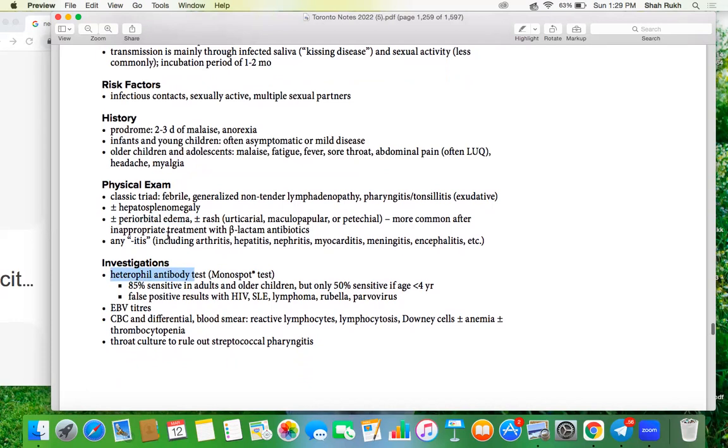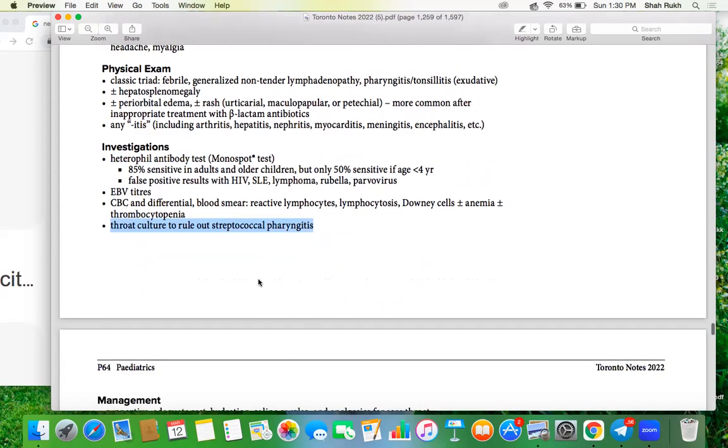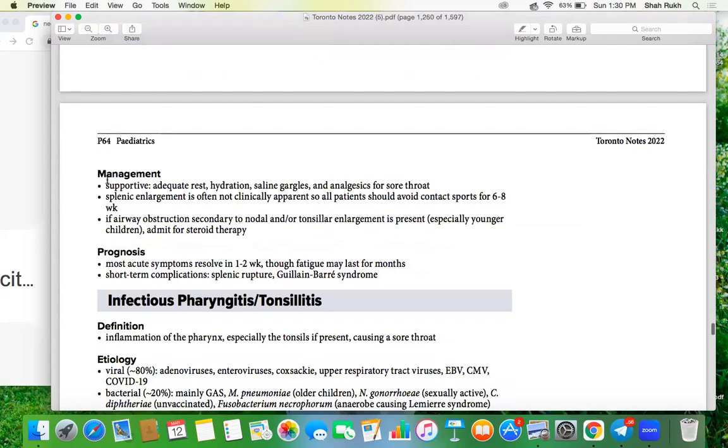If you are suspicious of infectious mononucleosis, you can start with the heterophil antibody test. But if you are not, you have to do the test to rule out streptococcal pharyngitis. If streptococcal pharyngitis, you are going to do a throat culture. If it is this one, you have to do heterophil antibody testing. Then management is mostly supportive. You don't have to give anything else.